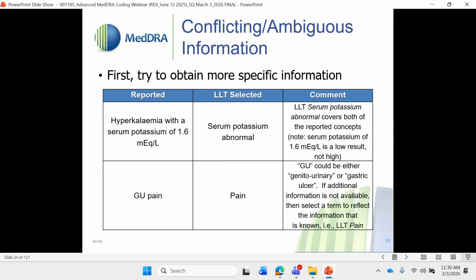Okay, so now we're going to look at an additional point. How do you code conflicting or ambiguous, unclear information? The first thing you would do is try to query and get more specific information. But if you're unable to do so, you can't query or you can't get any additional information, then consider the first example: you have a report of hyperkalemia, right? It's a diagnosis of hyperkalemia with a serum potassium of 1.6, right?